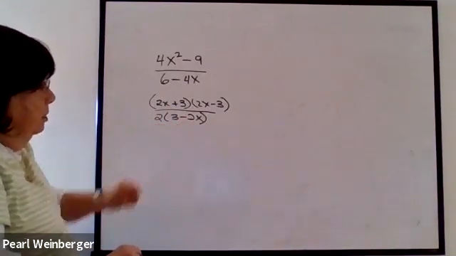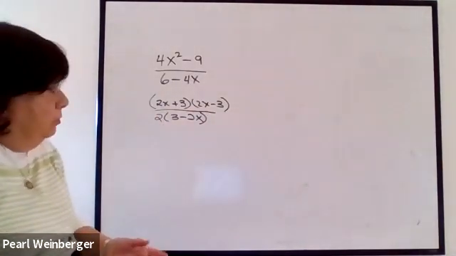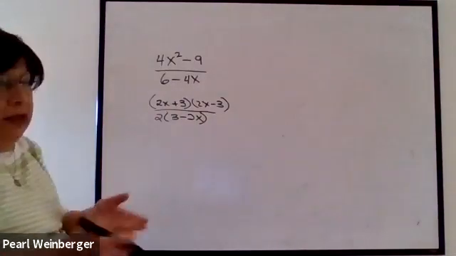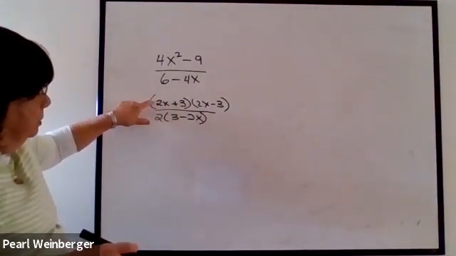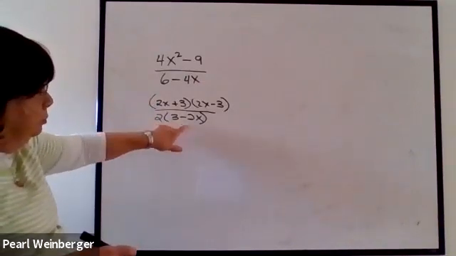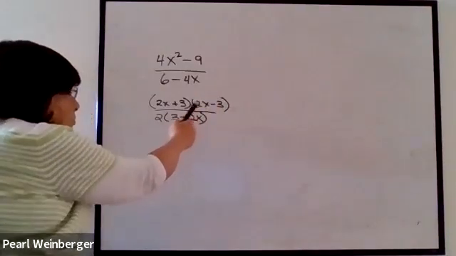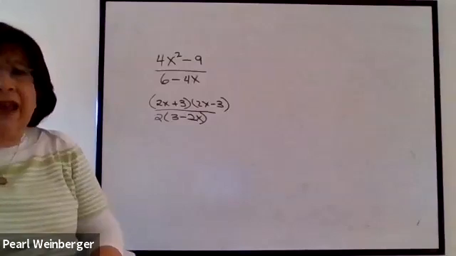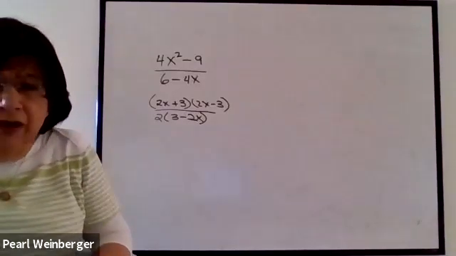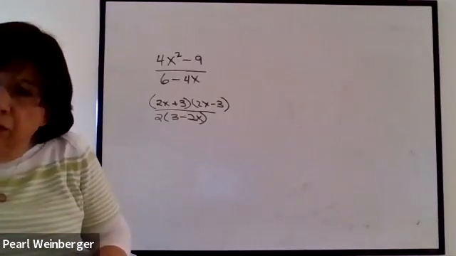Now, normally I would say you can't reduce this any further, because you could only cancel out like factors. And there's a 2x plus 3 on the top. There's no 2x plus 3 in the bottom. There is a 2x minus 3 and a 3 minus 2x. And those look very similar, except they're in the opposite order.